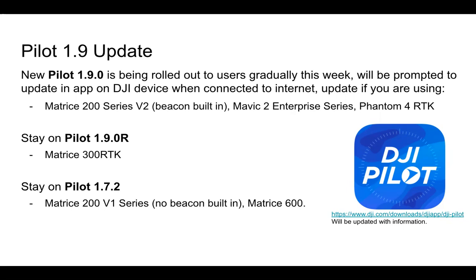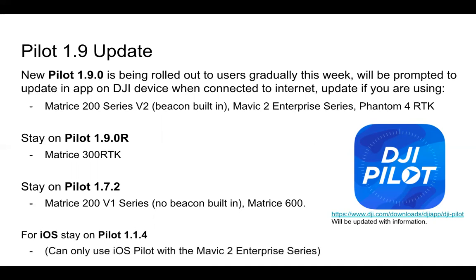And in the Pilot app, when the notification pops up asking you if you'd like to update the Pilot app, if you're using a Crystal Sky, you can go ahead and ignore that if you're still using that device with the V1 series. And you can tell it's a 200 series V1 because it doesn't have the beacon built into the aircraft. Or the M600 on that side. And then if you're on iOS, remember you can only use that for the Mavic 2 Enterprise series. You'll go ahead and just stay on the current Pilot app. There's no new Pilot update in that regard at this time.